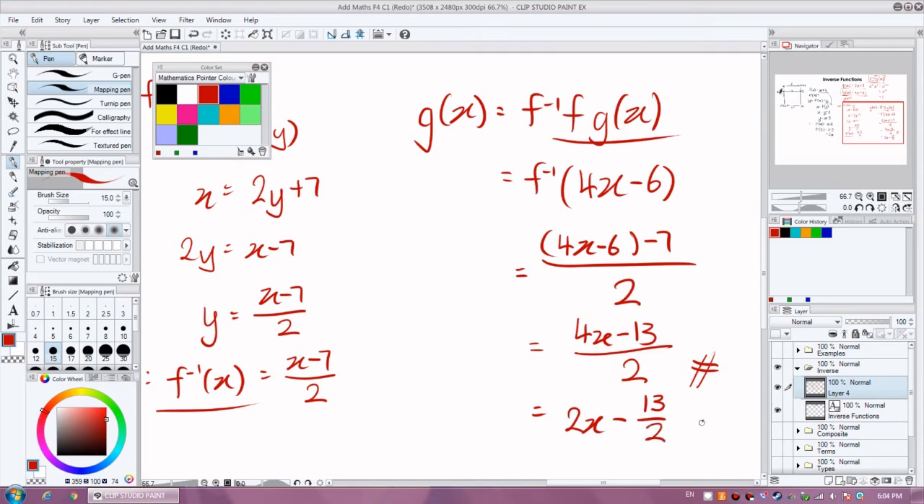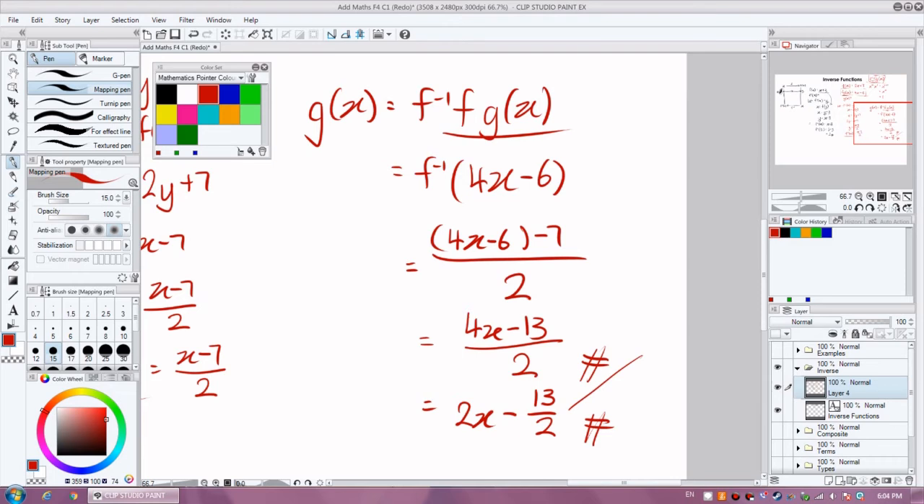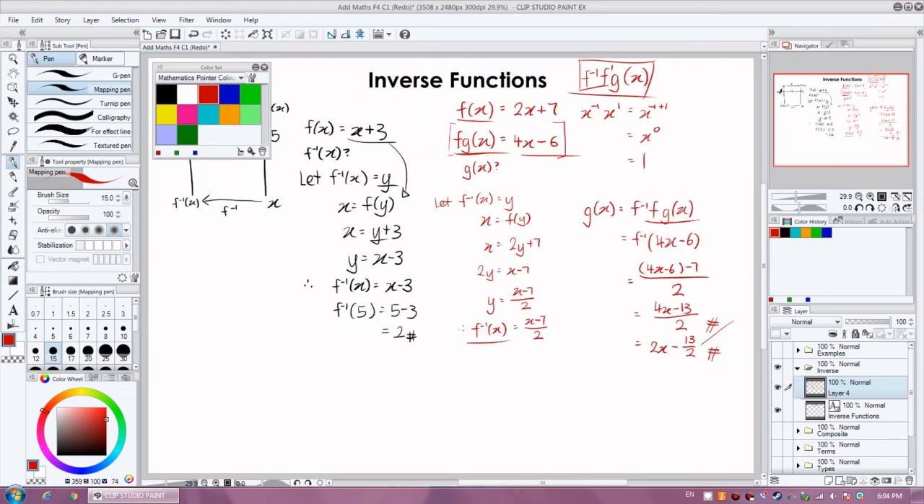This one could be an answer, but to further simplify, it will turn into 2x minus 13 over 2. It's actually the same answer. So that's just a way to use inverse functions and composite functions together. When you get this type of question and look at it like this, it actually doesn't seem that hard.